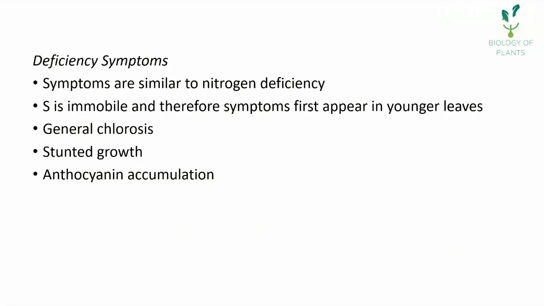Sulfur is immobile, and therefore the symptoms first appear in younger leaves. Also, it's interesting to know that the deficiency symptoms of sulfur are similar to that of nitrogen deficiency. That is, the leaves become pale yellow or light green. Plants deficient in sulfur are small and spindly with short and slender stalks, and their growth is retarded. The pigment anthocyanin accumulates in the plant, leading to purple coloration of leaf stalks and petioles.